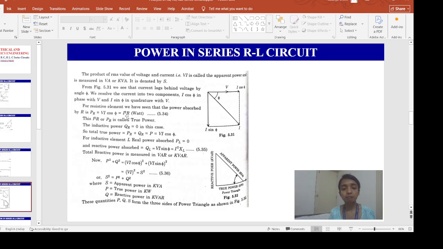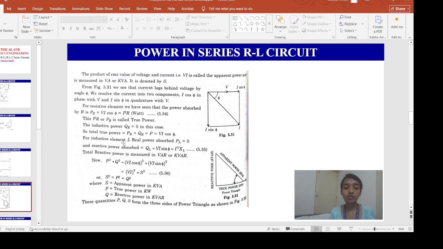So, for the resistive element, this I square R power, or this PR, is called the true power. And for this resistive element, the reactive power or the inductive power will be 0, right? So, the total true power will always be the power consumed by the resistive element in your circuit, which is the active power plus reactive power, or in this case inductive power. So, it is only PR, which is VI cos phi.